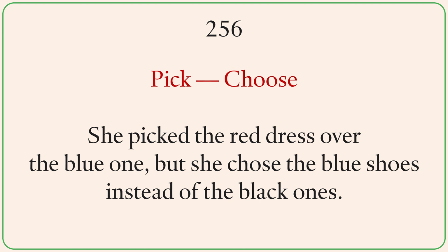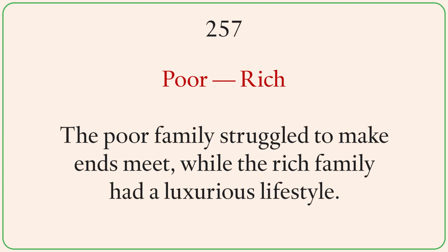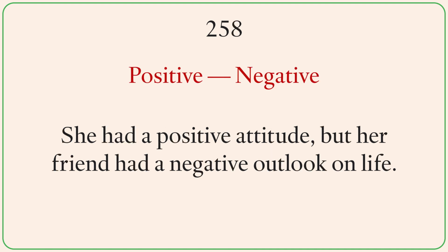Pick. Choose. She picked the red dress over the blue one, but she chose the blue shoes instead of the black ones. Poor. Rich. The poor family struggled to make ends meet, while the rich family had a luxurious lifestyle. Positive. Negative. She had a positive attitude, but her friend had a negative outlook on life.